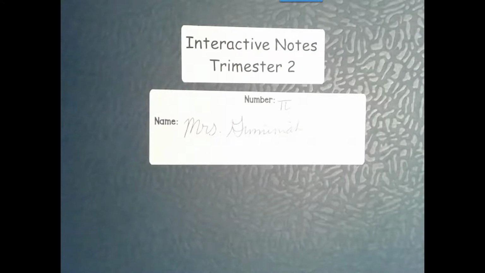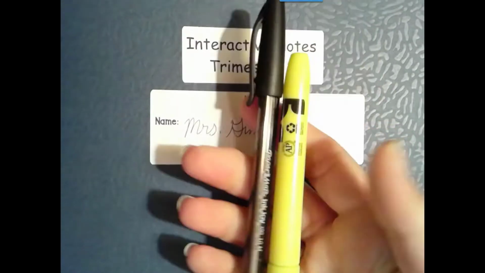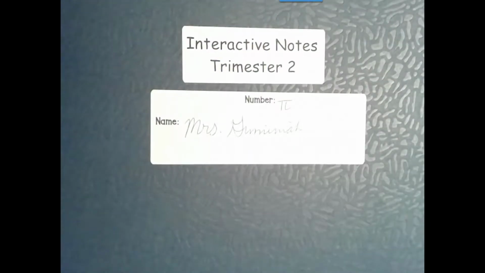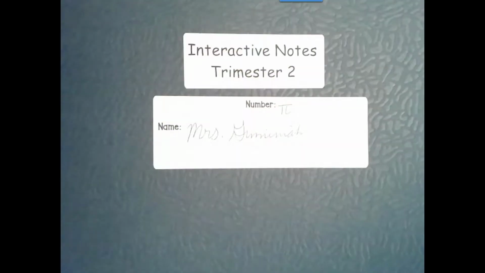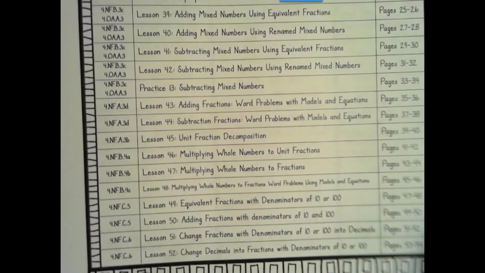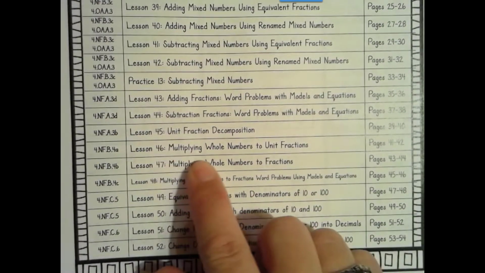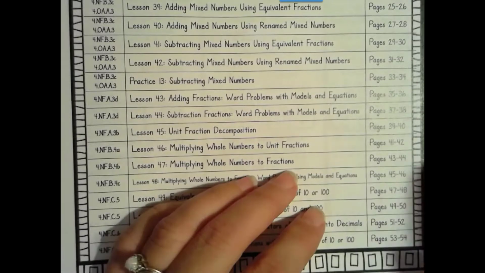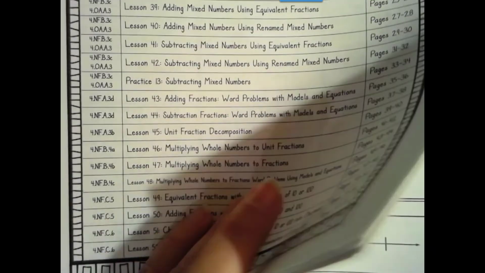Welcome to lesson 46 of your interactive notes. You will need your highlighter as well as your pencil today. So lesson 46, multiplying whole numbers to unit fractions, is on pages 41 and 42.